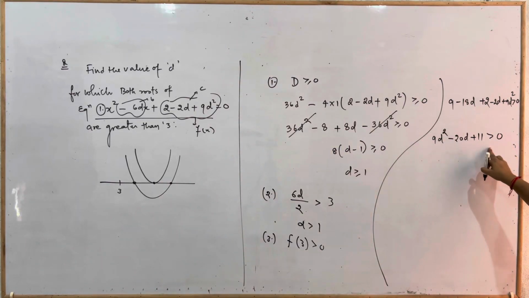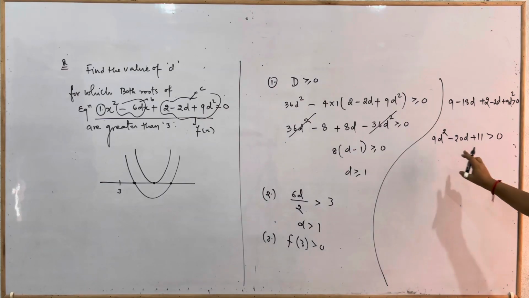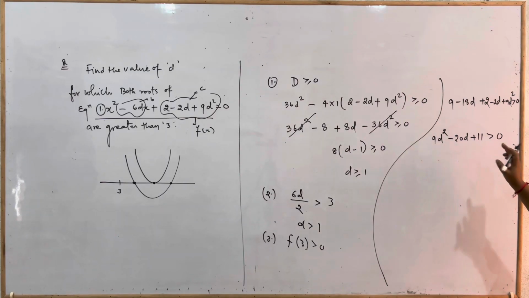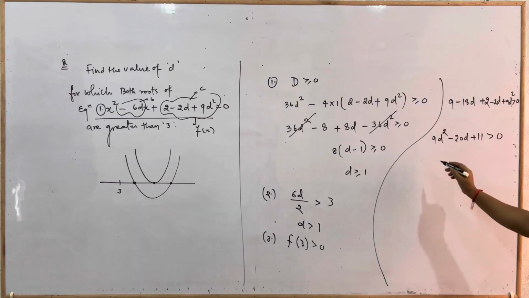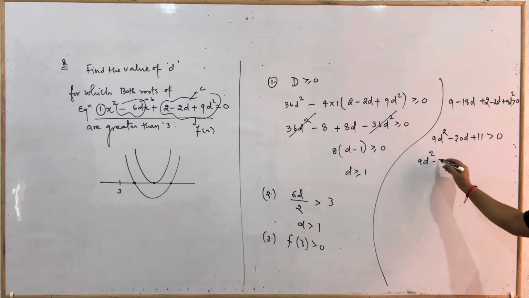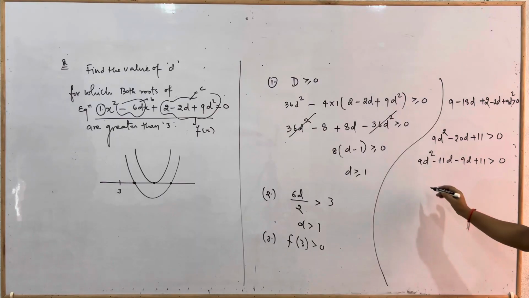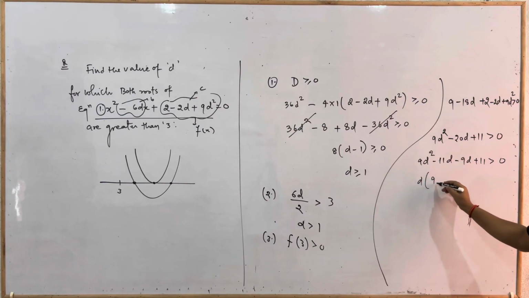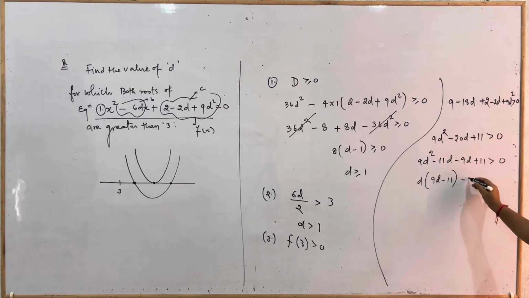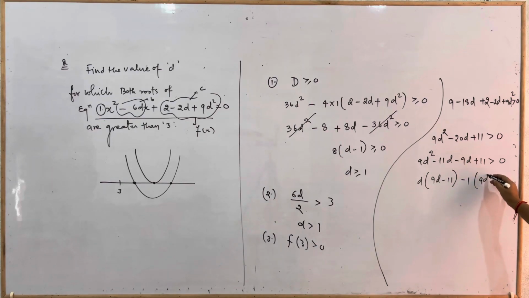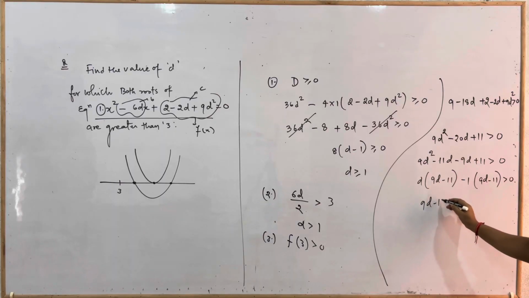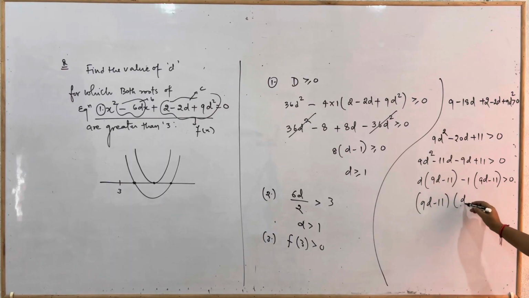Now I am going to solve this inequality. I am going to use the wavy curve method. So I am doing the linear factorization here. So 9d square minus 11d minus 9d plus 11 greater than 0. Take the d common here, so it's 9d minus 11. Take the minus 1 common here, so it's 9d minus 11 greater than 0 here. So this is 9d minus 11 and d minus 1 is greater than 0.